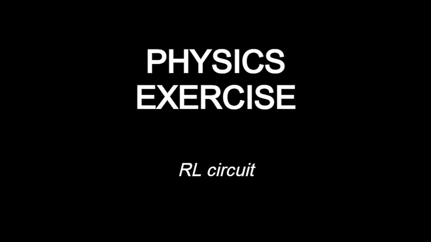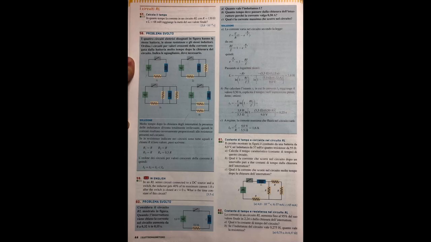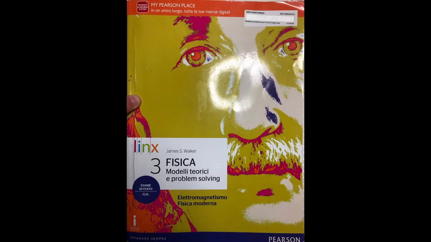Hello everybody, I'm Gianluca Panarelli and today we're going to solve together a physics exercise from my school book about the RL circuit. I've chosen to do number 61 of page 44. The book is an American book by Pearson, the third volume of physics written by James Walker.